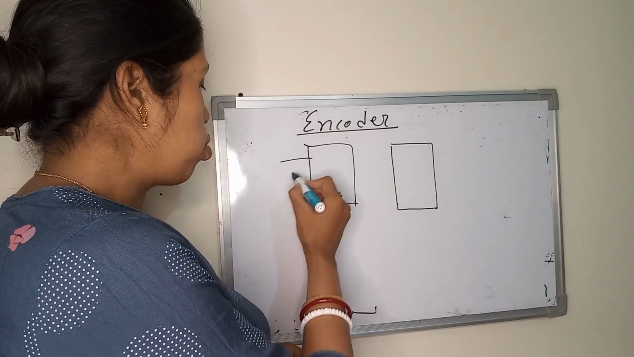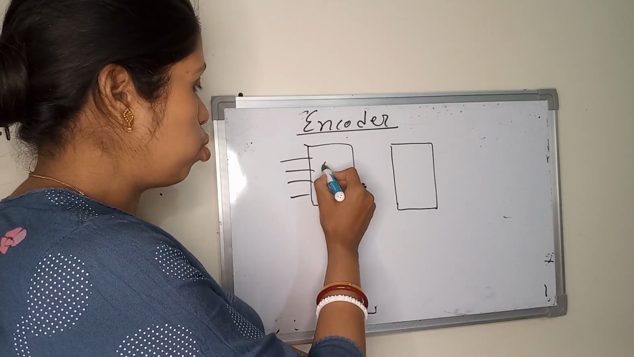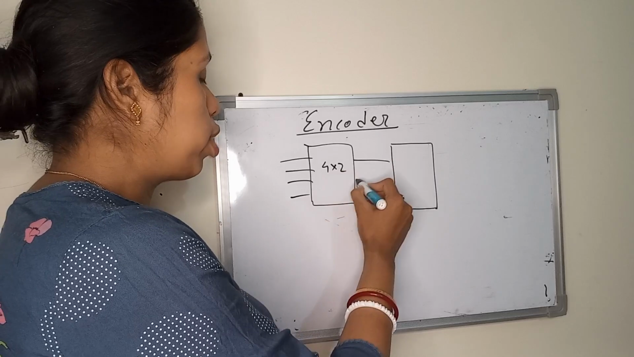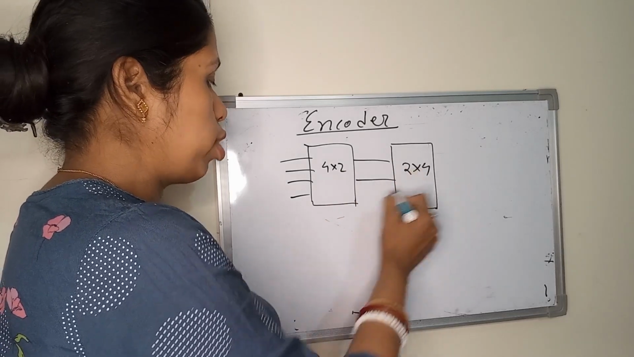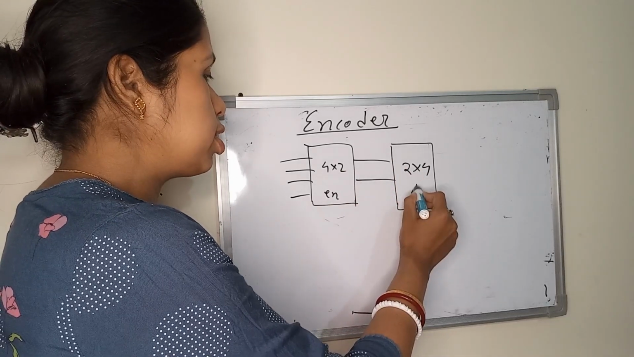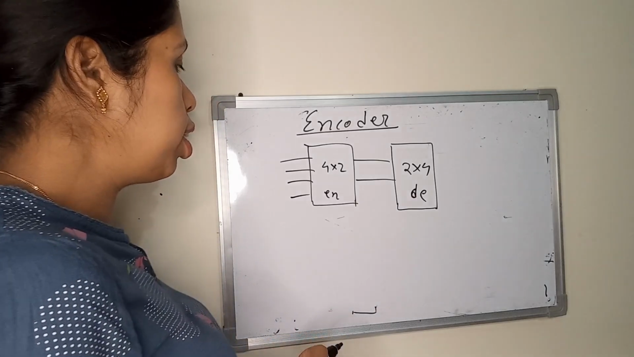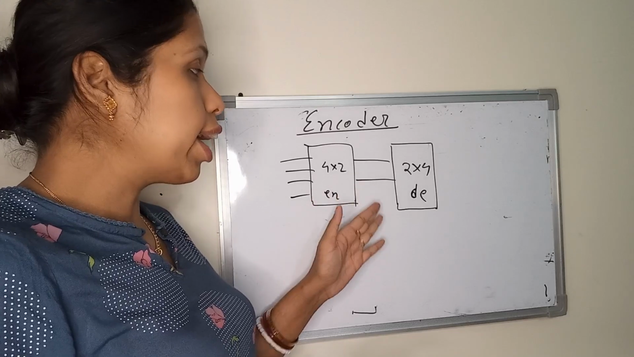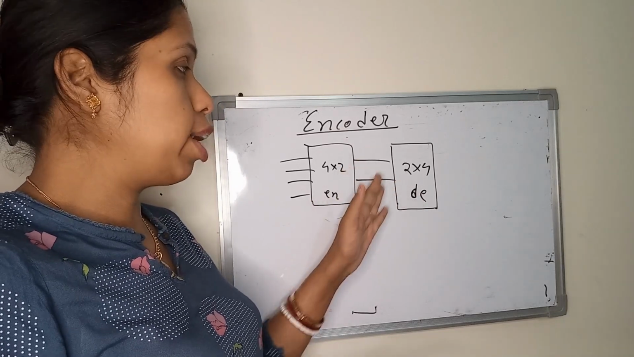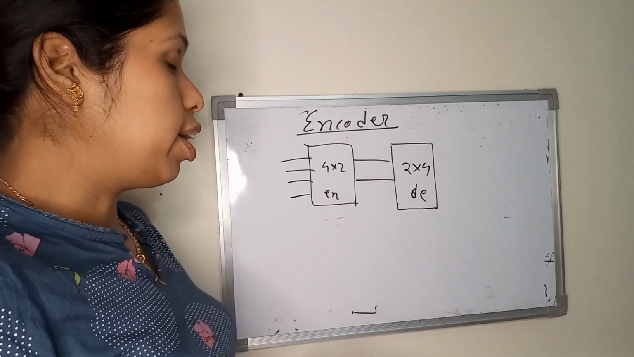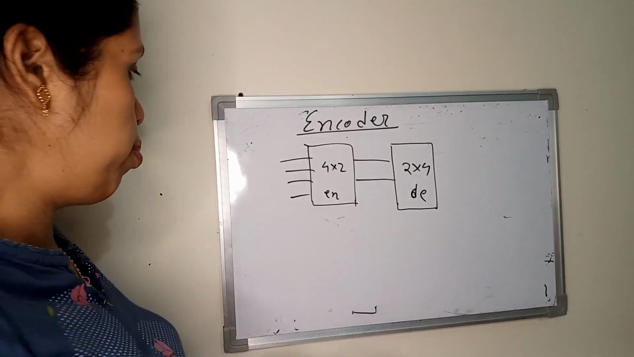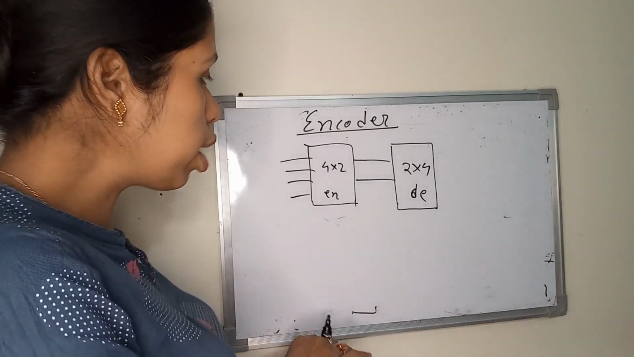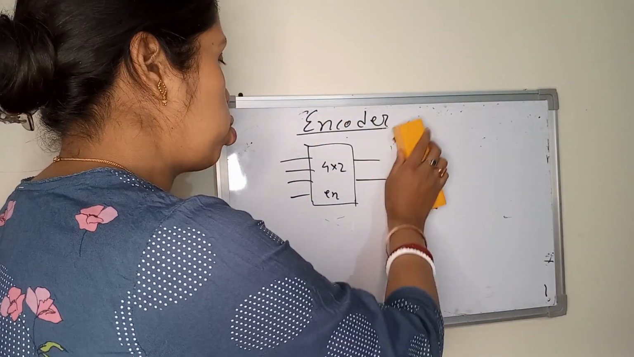So an encoder is like this. Suppose a 4 into 2 encoder and a 2 into 4 decoder. This is the encoder, this is the decoder. If I give a decimal number, it will be converted into a binary number here. Again in the decoder section, this binary number will be converted into the readable decimal number. Decoders I have already discussed, so now I will only discuss the encoder.